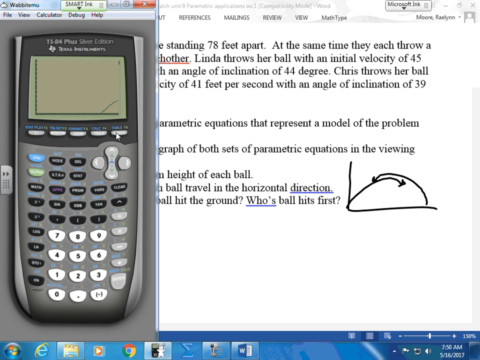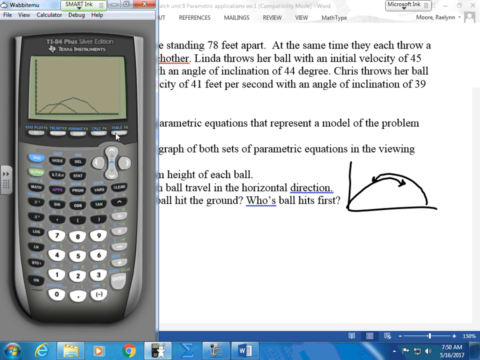Okay, let's see what it looks like. Linda threw. But I want Linda to throw to Chris. So what do I have to do? Subtract 78 will put me back here. Well, reflect it. Good. So I have to reflect. We're going to reflect Linda. So how do I reflect Linda? Put a negative. So let's see if this works.